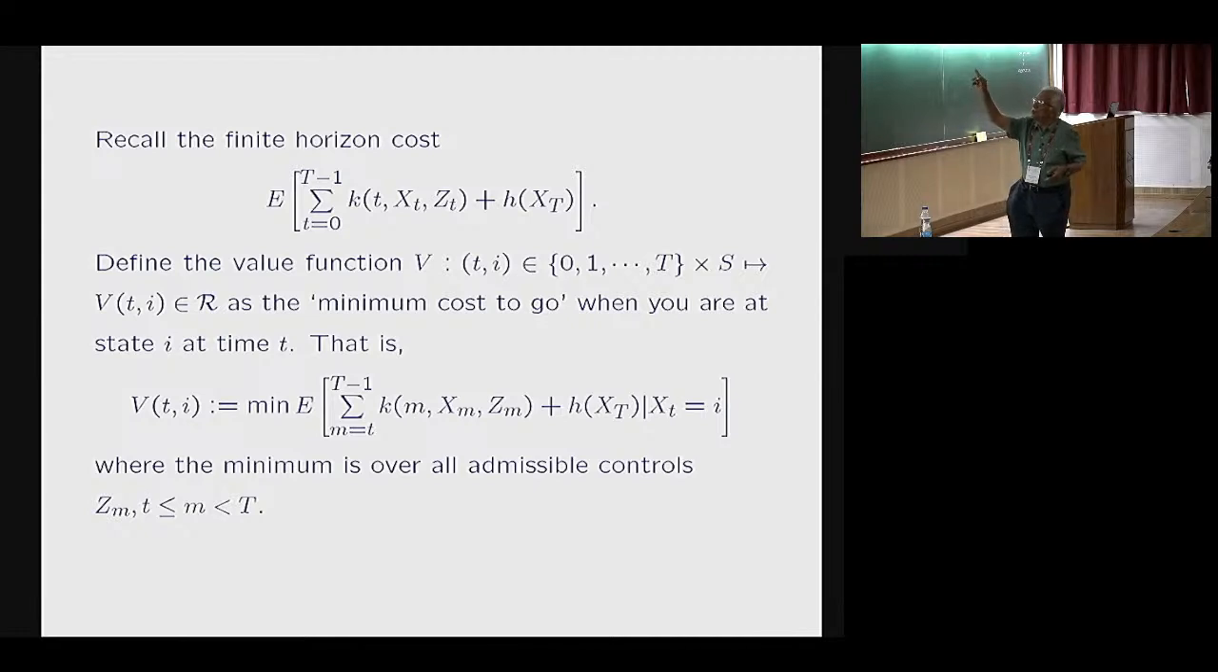So the finite horizon cost is repeated, the definition. Define what's called the value function, which is a function of t and i, time and the present state. V_t(i) is the minimum cost to go if you start at time t, at state i. So t is my current time, i is the current state, and the minimum is over what's left to go, over all admissible controls.